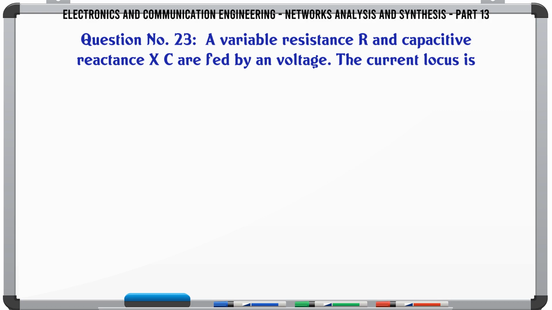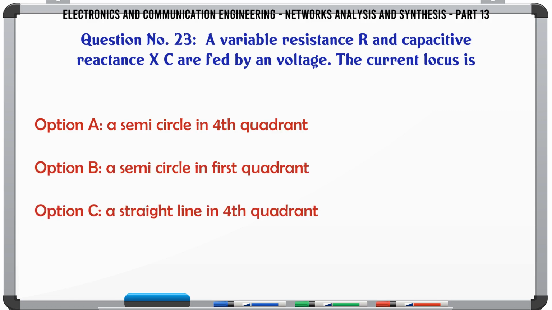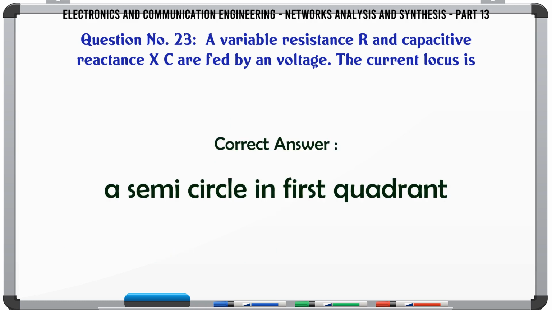A variable resistance R and capacitive reactance XC are fed by a voltage. The current locus is A. a semicircle in fourth quadrant, B. a semicircle in first quadrant, C. a straight line in fourth quadrant, D. a straight line in first quadrant. The correct answer is a semicircle in first quadrant.